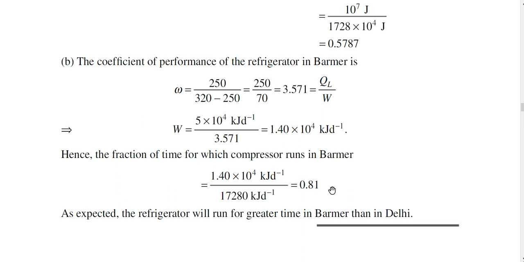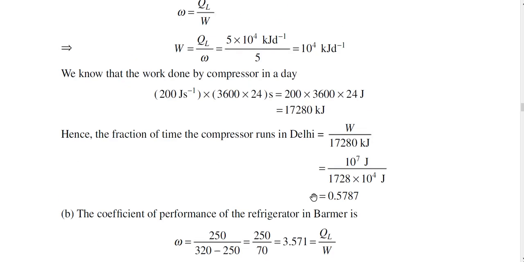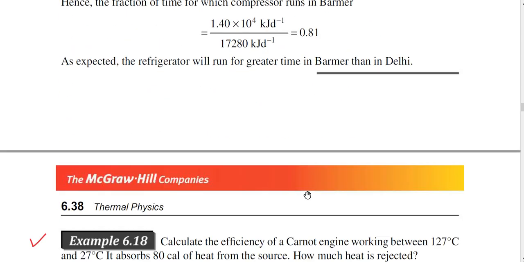So you see that this is quite common, because as the refrigerator is working in a desert where the temperature of the surrounding is very high, in that case the refrigerator will run for a greater time, because this fraction is higher than the fraction which we have calculated for Delhi. So it is quite expected.